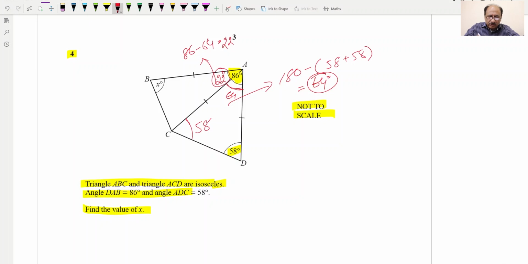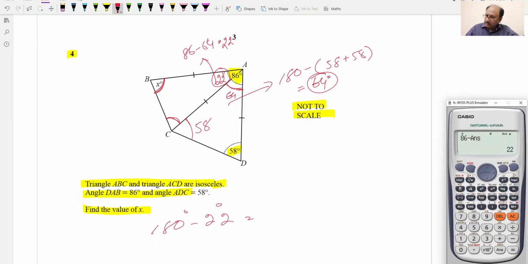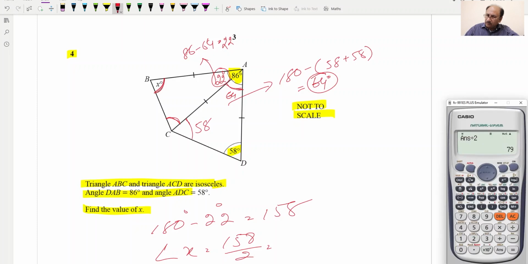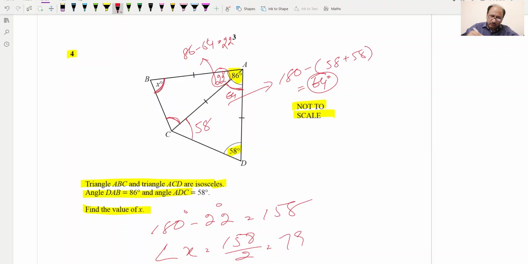Now if this is 22, these two sides are equal, so the opposite angles, this x and this, will also be equal. So we can figure out 180 minus 22, which is equal to 158, and angle x will be equal to 158 divided by 2, which is equal to 79. So we can write this as 79. This angle will also be 79.